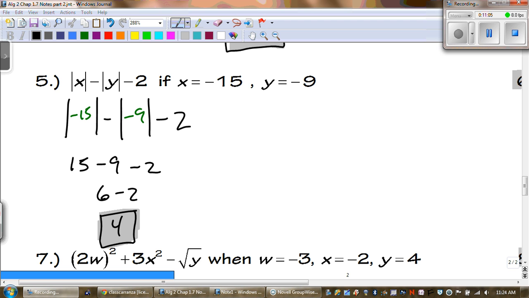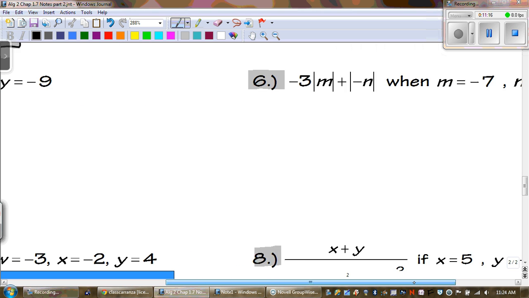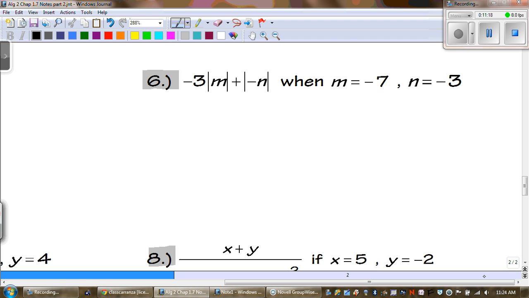Okay, and there's all the work. The absolute value of negative 15 is 15. The absolute value of negative 9 is 9. 15 minus 9 is 6, and then 6 minus 2 is 4. Excuse me. All right, number 6.